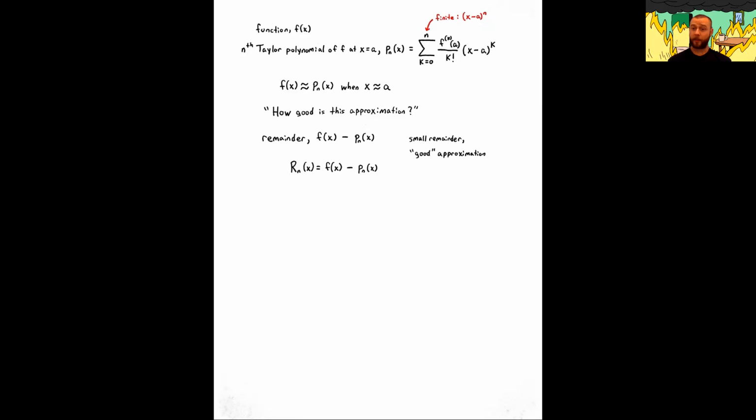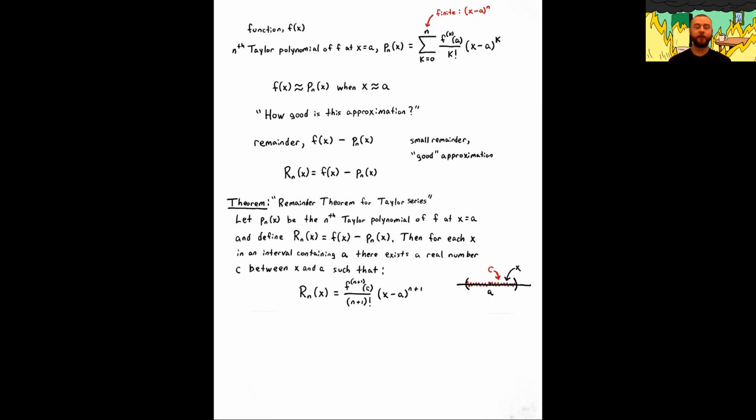Now, if our approximation is good, this quantity that we're calling the remainder should be very small, if f of x and p sub n, the nth Taylor polynomial, are pretty close. So we quantify a good approximation with a remainder that is small. Now, how small is small enough? That's saved for your physical or engineering problems, but we're going to take a look at the mathematical version of what this remainder tells us.